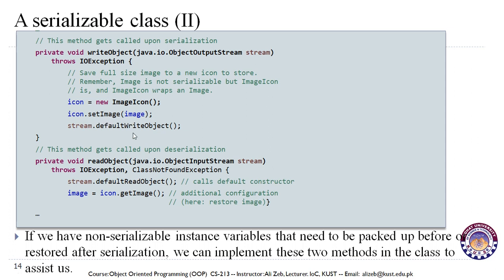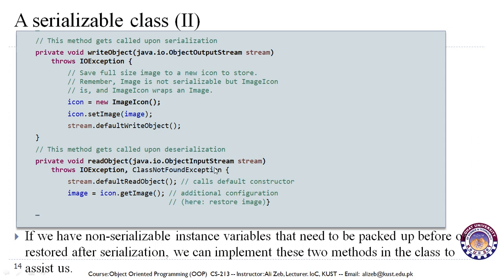If we need to read the image, this method gets called upon deserialization. In this process we deserialize the image from the icon into an object of the Image class. And we need to remember to handle the exceptions here.